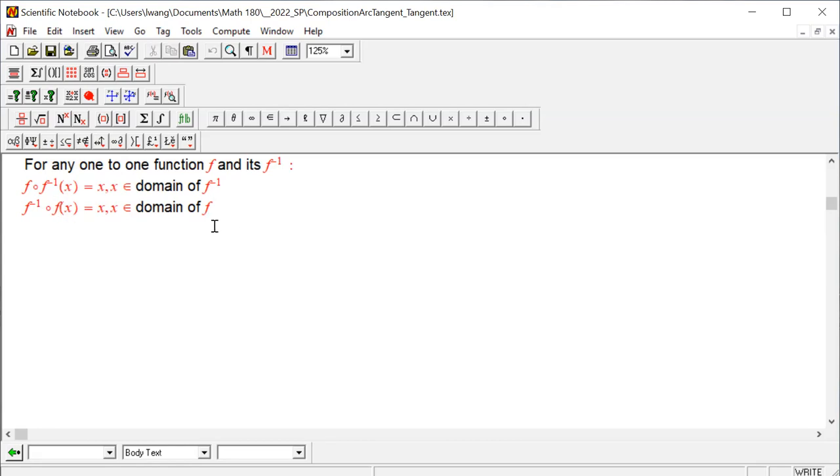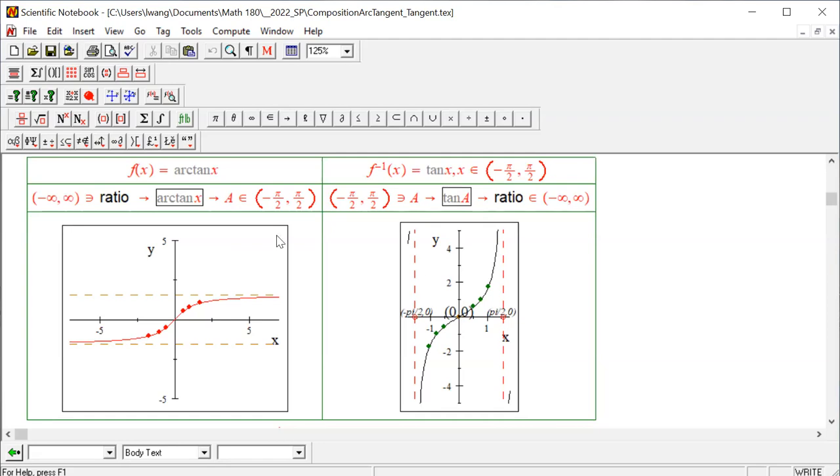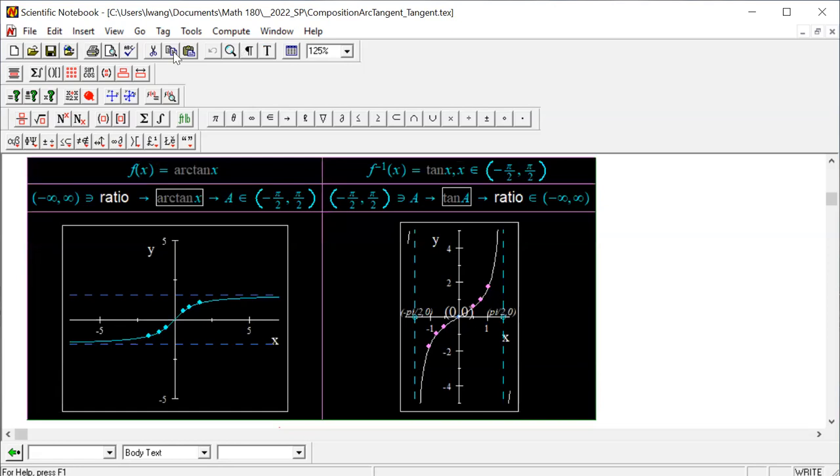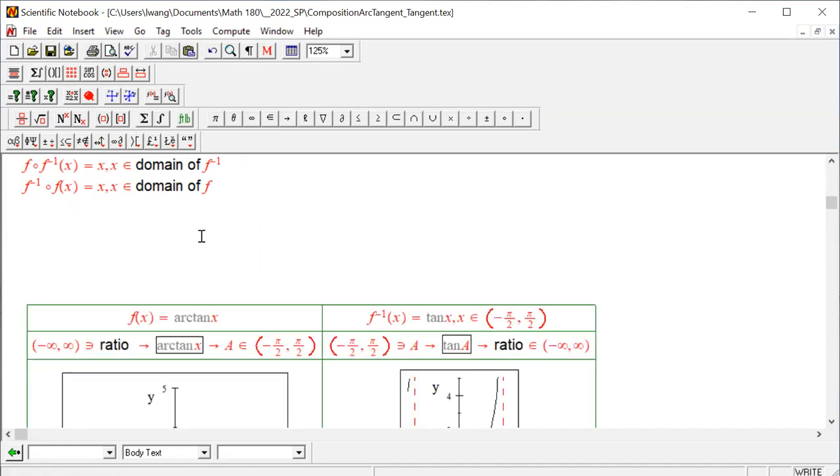So this is the property that is true for any pair of functions, a one-to-one function and its inverse, and it certainly applies here. So we have our f inverse here. What I'm going to do is post this beneath the form, I'm going to apply this property, and let's see how we compose it.